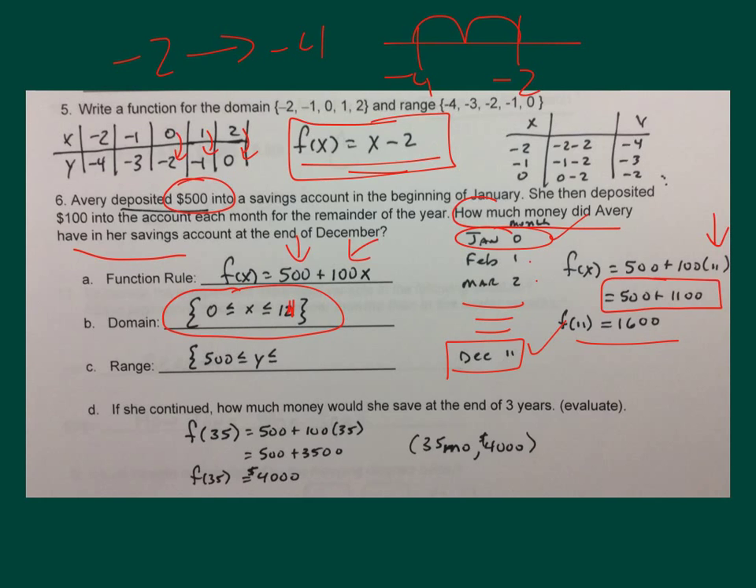Now, the range is how much money I'm going to have. So between January to December, I'm going to start off with 500, and then I'm going to end up with 1,600. So it's all the amounts in between. So 500 is less than or equal to y, which is less than or equal to 1600. Then it says, how much is she going to have at the end of 3 years? Well, remember, if I go 2 more additional years, 2 years gives me 24 months. Well, I've already got 11 months, so total I have 35 months I have to consider. That is why I put f of 35. I plugged it in, and I got $3,500 plus 500. So at the end of 3 years, I will have saved $4,000.